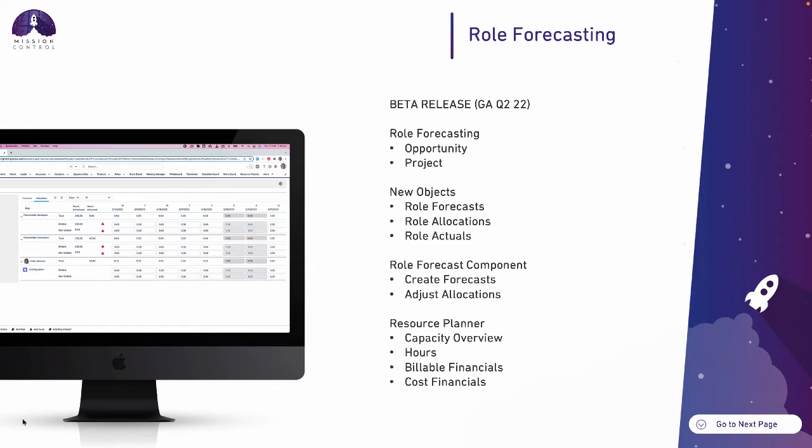There's a component that allows you to create those forecasts and adjust those allocations, and a new page that will take some of the functionality away from the scheduler to provide you with a holistic view of your capacity planning across role forecasts, actions, and holidays.